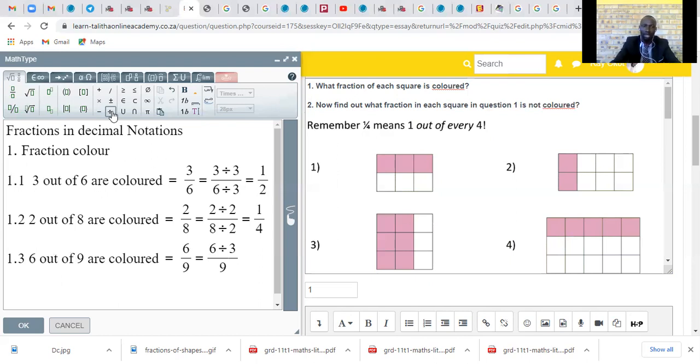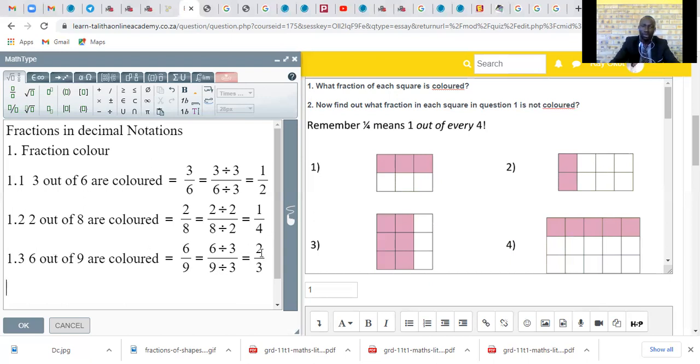For the denominator, we will have 9 also divided by 3. And so what would we get? Well, notice that when we divide 6 by 3, we get 2. And when we divide 9 by 3, we get 3. So for the third question, 6 out of every 9 squares have been colored. But we can also write it as 2 out of every 3 is colored. This is now the simplified form, okay?